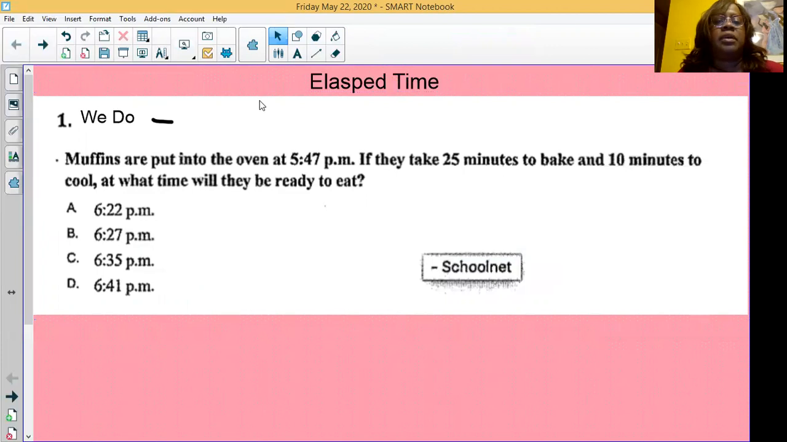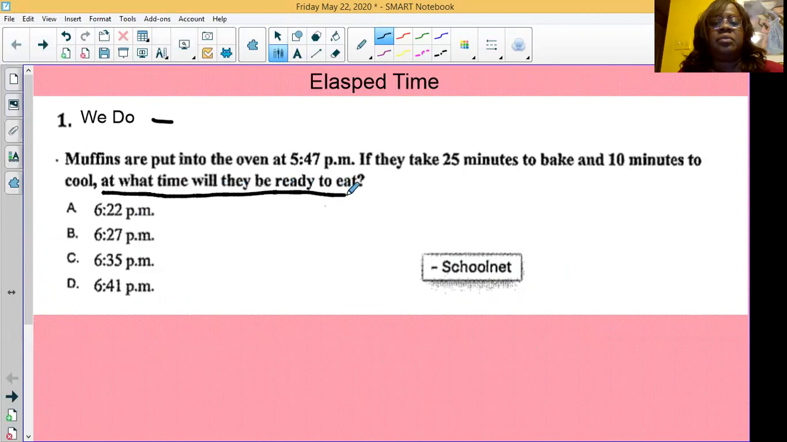Okay, so you should have underlined, at what time will they be ready to eat. That's your big question. Then you should have gone back into your problem and figured out what's given that's going to help you to solve the problem. So we know they went into the oven at 5:47. I know that it takes 25 minutes for them to bake, and it takes 10 minutes for them to cool. And I'm trying to figure out what time will they be ready to eat.